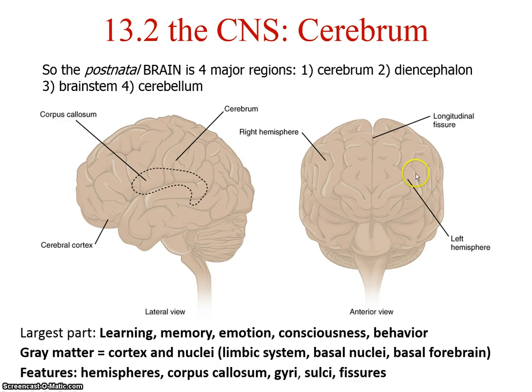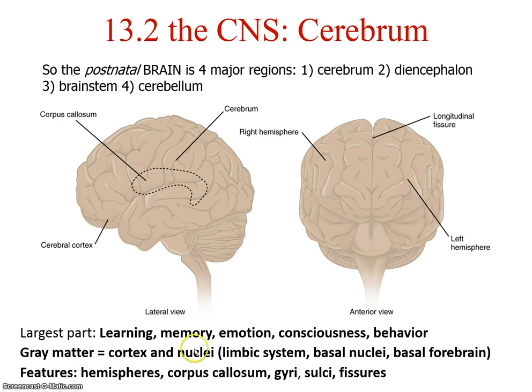it's divided into 2 hemispheres by this longitudinal fissure. In this part of the brain, we experience learning, memory, emotion, consciousness, and behaviors. It is subdivided into gray matter and white matter. The gray matter is the cortex, and cortex means bark, so it's on the outer part, as we look at the actual sheep brains and think about this.